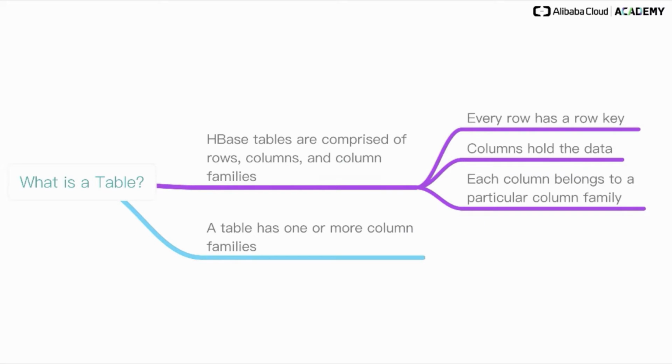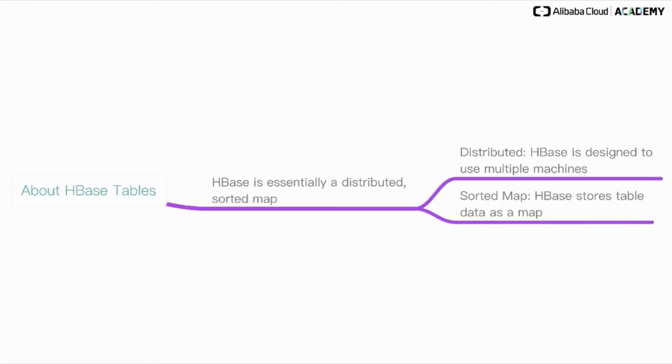HBase tables are comprised of rows, columns, and column families. Every row has a row key for fast lookup. Columns hold the data for the table. Each column belongs to a particular column family. A table may have one or more column families. Because HBase is designed to use multiple machines to store and serve table data, it is distributed. HBase stores table data as a map. This guarantees that adjacent keys will be stored next to each other on disks.